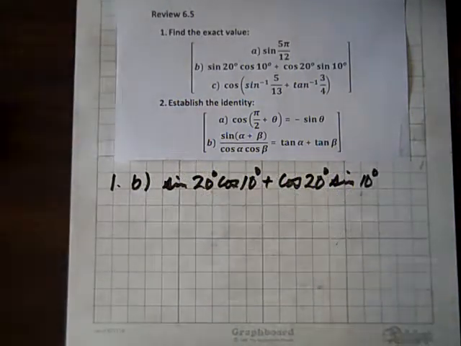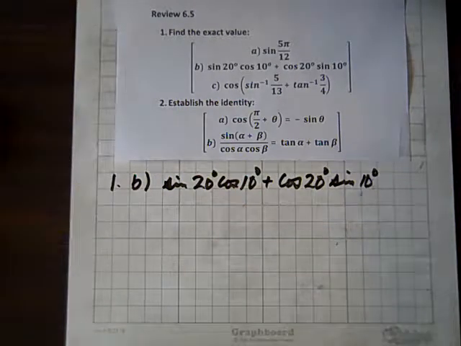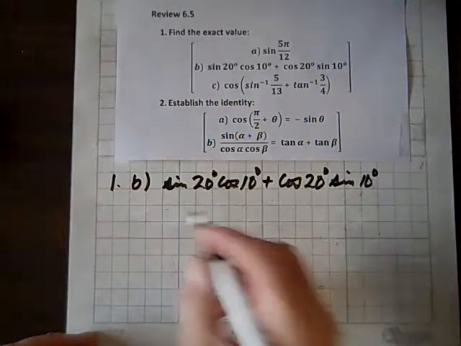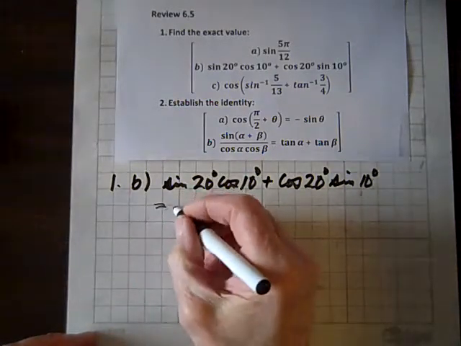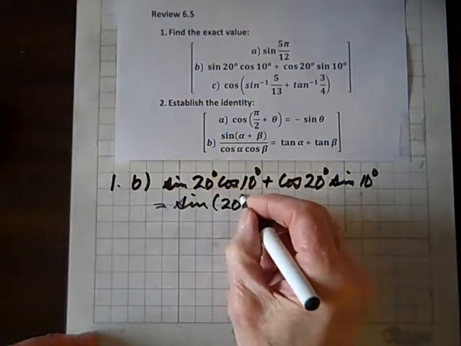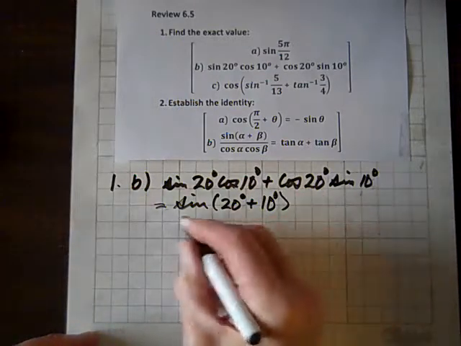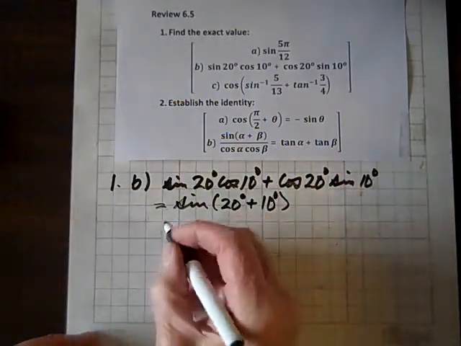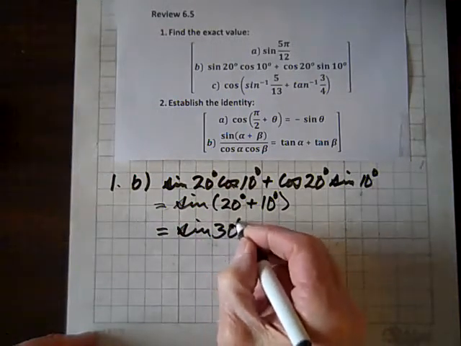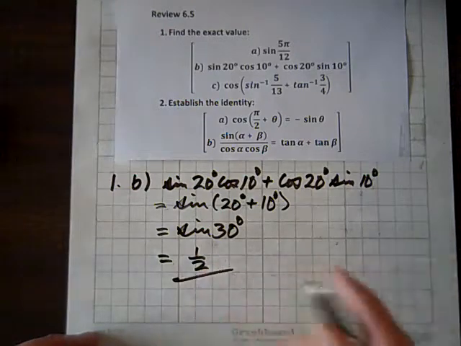Okay, well, for 1b, we have the sine of 20 degrees times the cosine of 10 degrees plus the cosine of 20 degrees times the sine of 10 degrees. Well, what that equals is the sine of 20 degrees plus 10 degrees. If we were to expand this, we'd get that. Well, that equals the sine of 30 degrees, and that equals 1/2, and we're done with that.